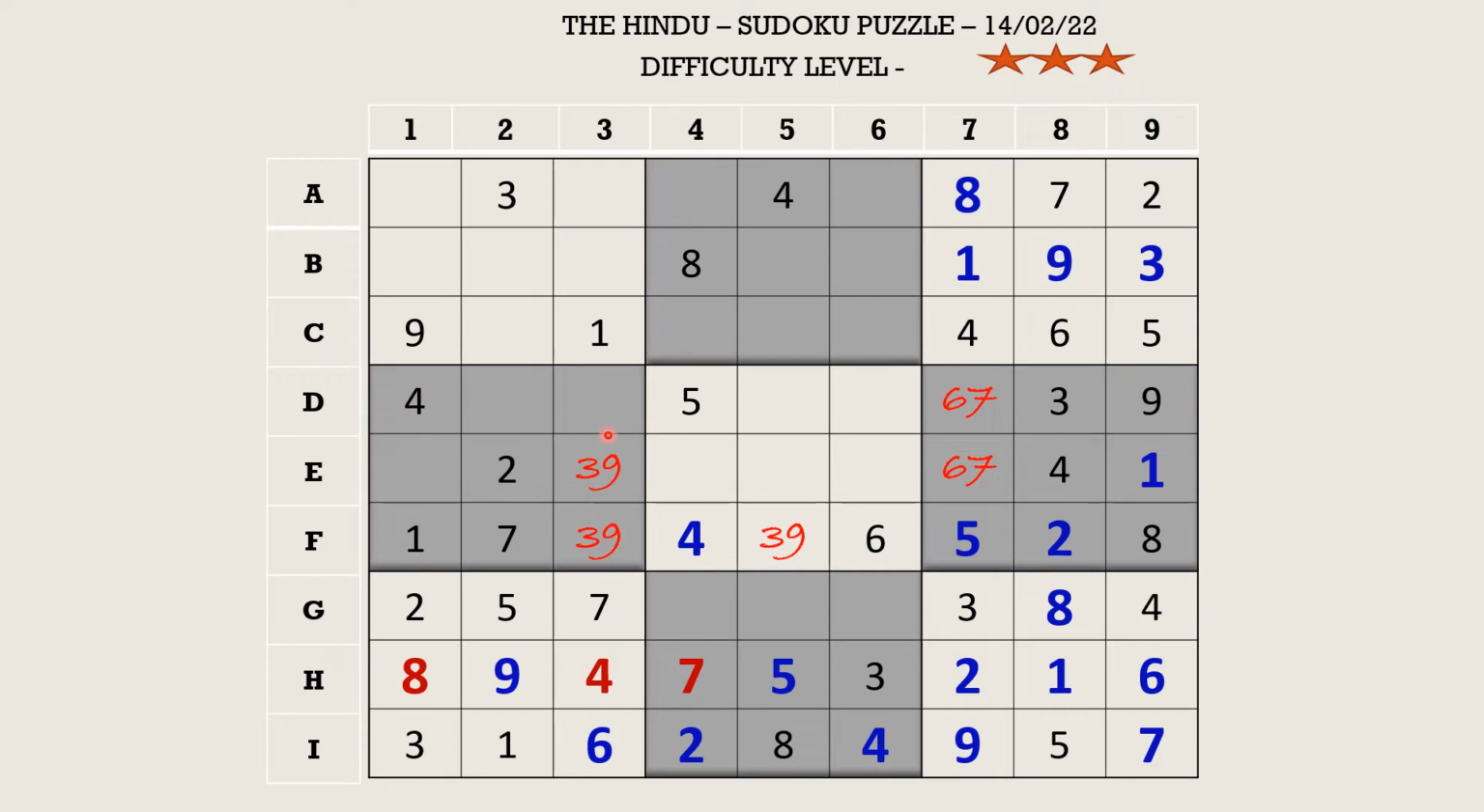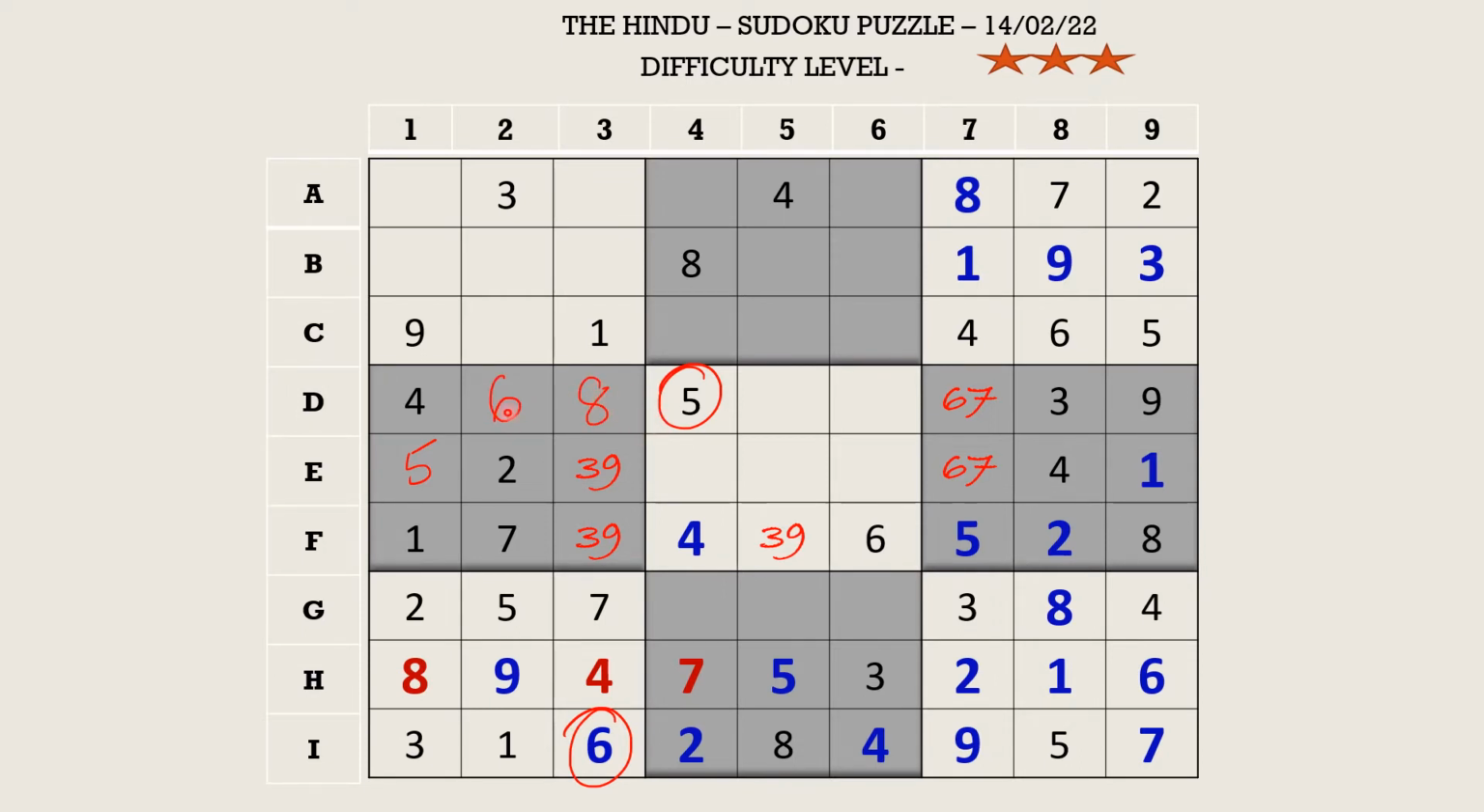Let's try to fill the fourth block. There is a 5 in D row which blocks these two cells. So 5 goes in A1. Now there are two empty cells and the missing numbers are 6 and 8. There is a 6 here in column 3 which blocks this cell. So D2 takes 6 and D3 takes 8.